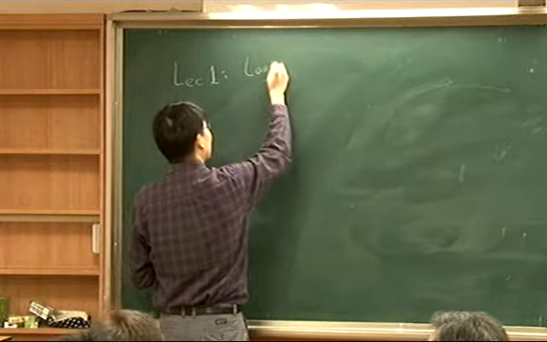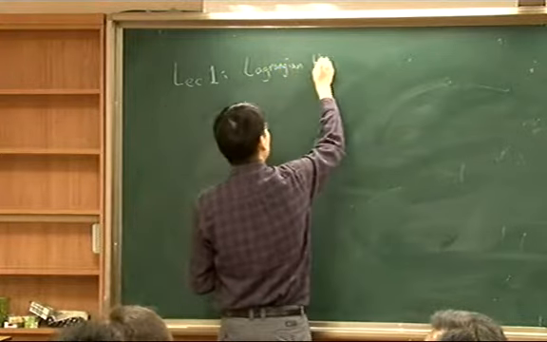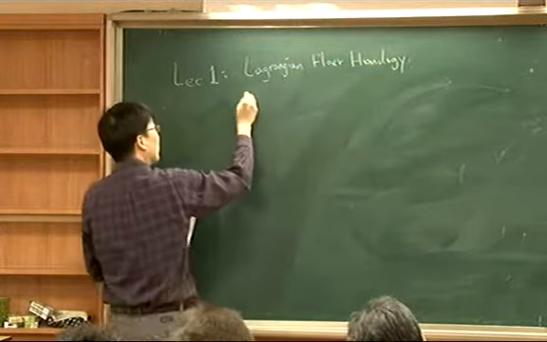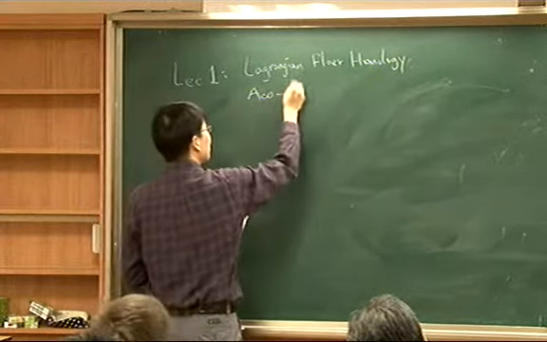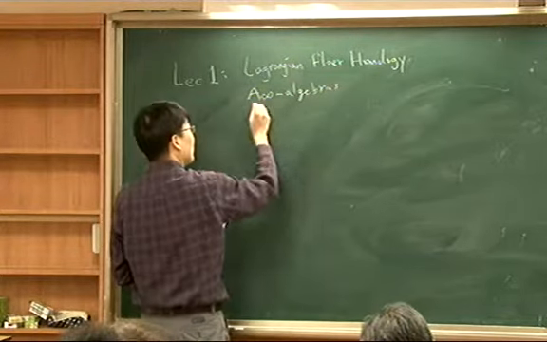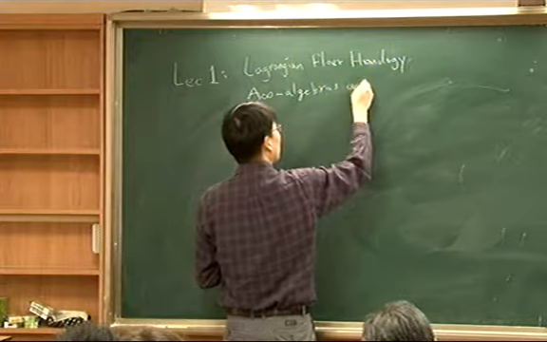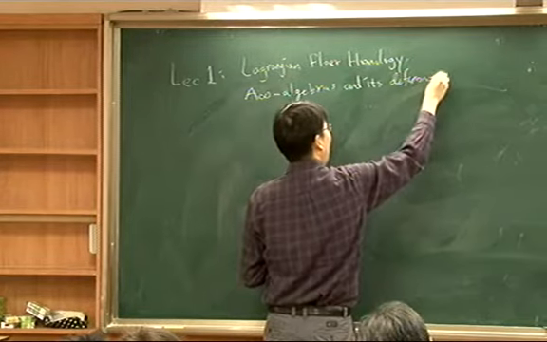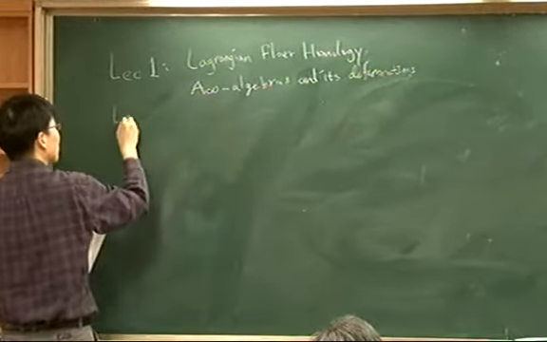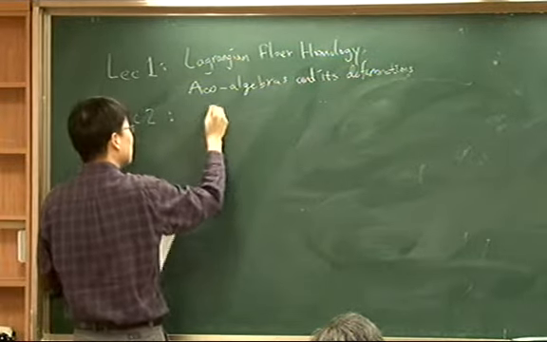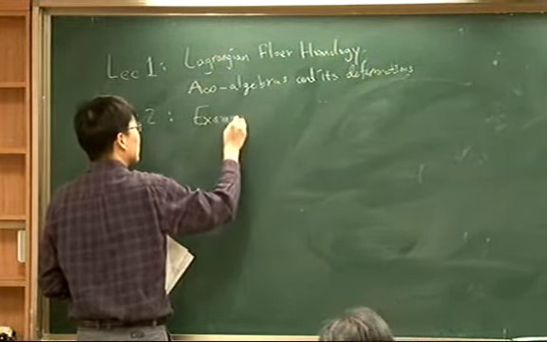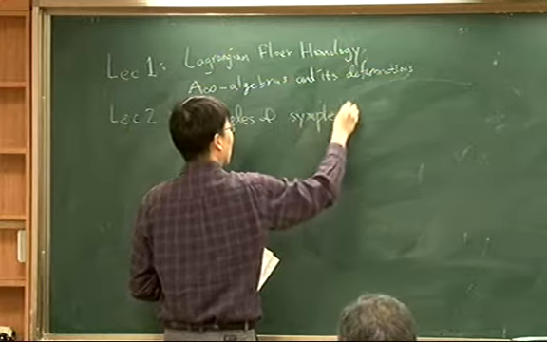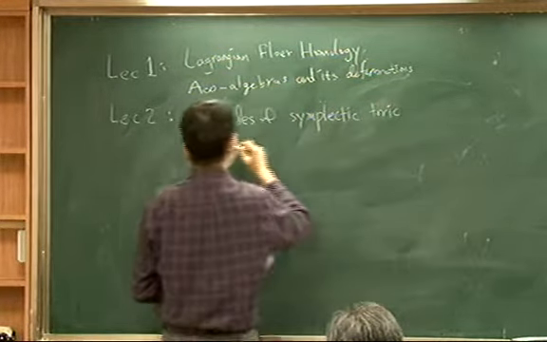So, what is Lagrangian Floer homology? And A-infinity algebras and its deformations. The second lecture would be examples of symplectic toric manifolds.